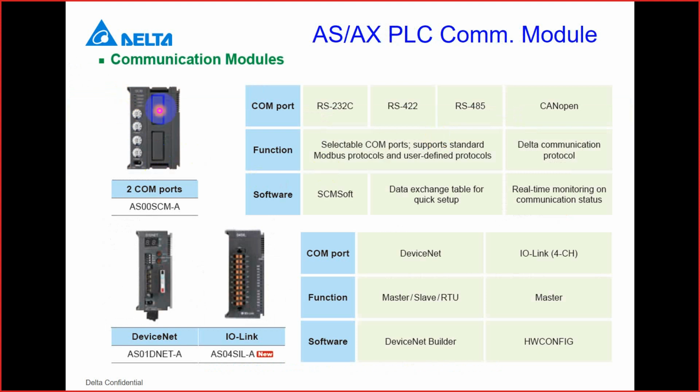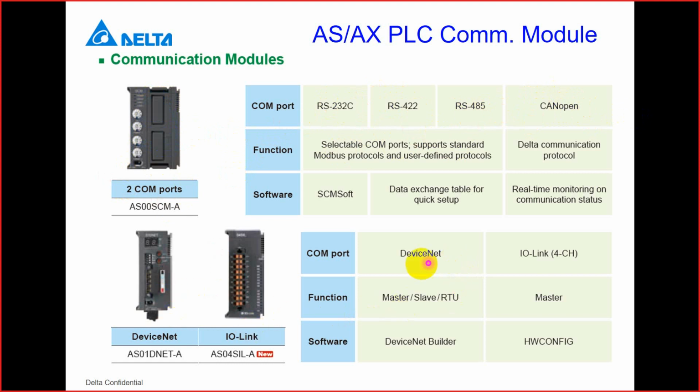Okay, so this is the expansion module. So you can see we have 2 slots. For this serial module, you can install either on slot number 1 or slot number 2. But for CANopen, if you want to do some CANopen motion or CANopen remote I/O, you must install on slot number 2.